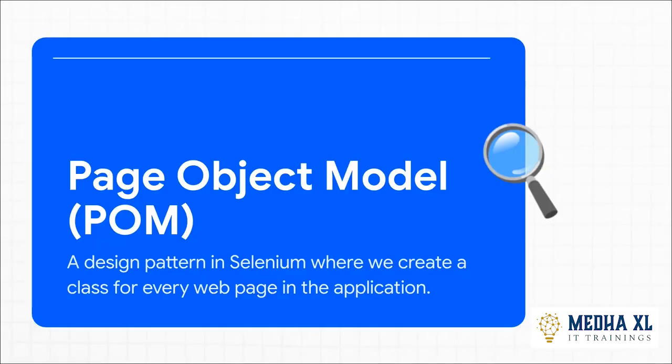Well, at its core, the Page Object Model is a design pattern, and the main idea is actually super simple. For every single web page in your application, the login page, the dashboard, the user settings page, whatever, you create a matching class in your code. And that class becomes the one and only source of truth for everything on that page.